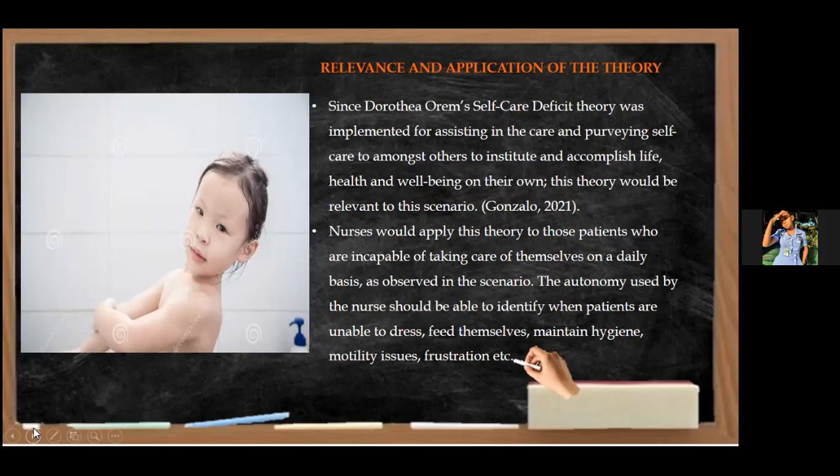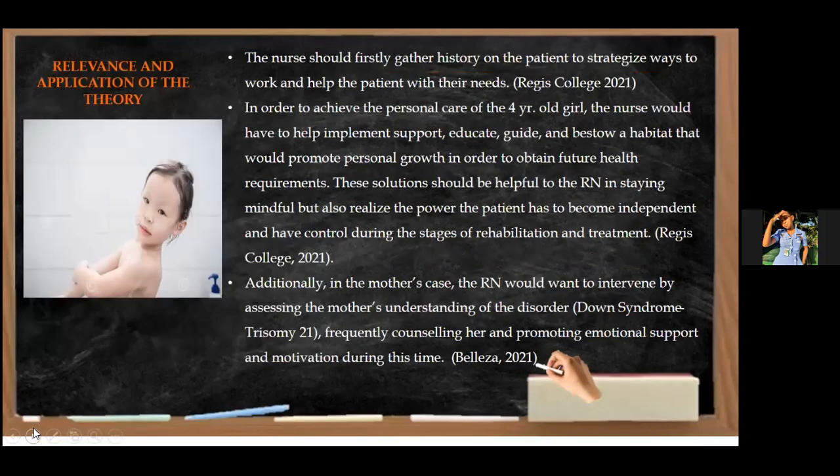The nurse should be able to identify when patients are unable to dress, feed themselves, maintain hygiene, and notice mobility issues, frustration, etc. The nurse should firstly gather history on the patient to strategize what ways to work and help the patient with their needs. In order to achieve the personal care of the 4-year-old girl, the nurse would have to implement support, educate, guide, and provide an environment that would promote personal growth in order to meet future health requirements.